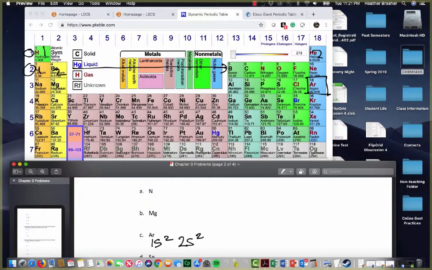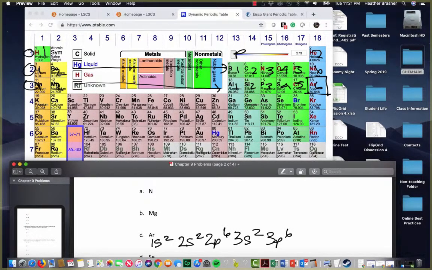We go across. This is the p, right? So it's 2p. And then we go 1, 2, 3, 4, 5, and 6. So that's 6. We go to the next one, which is 3s, because we're in the s there, 1, 2. Then we go across again, and this is 3p. 1, 2, 3, 4, 5, and 6.